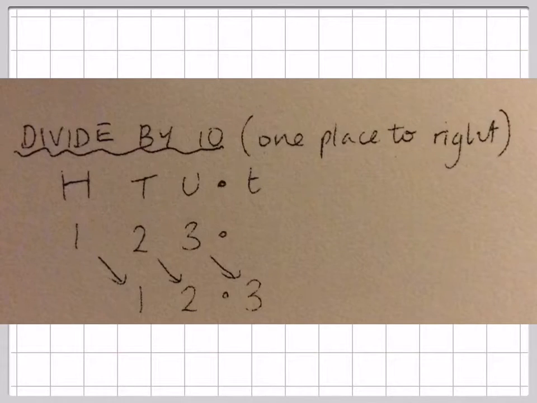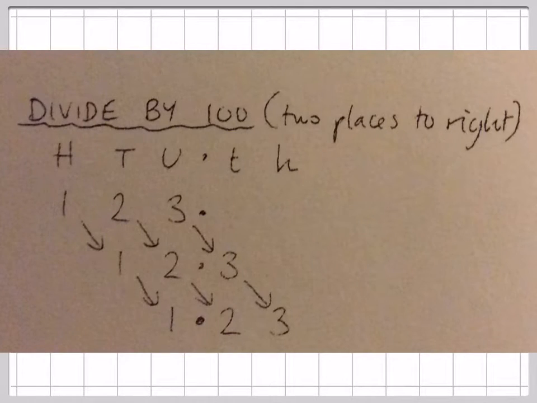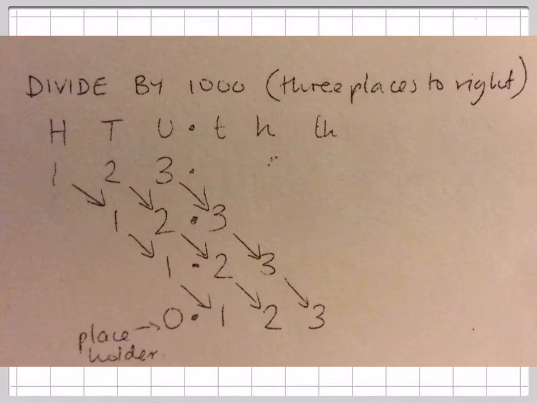When it comes to division, very similar, but you go to the right instead. So here, 123 would become 12.3. Notice the decimal point that is in each of these numbers. So our 3 goes into the tenths column. Dividing by 100, you've guessed it, 2 places to the right because there are 2 zeros. So we go from 123 to 12.3 to 1.23. There's our final answer.